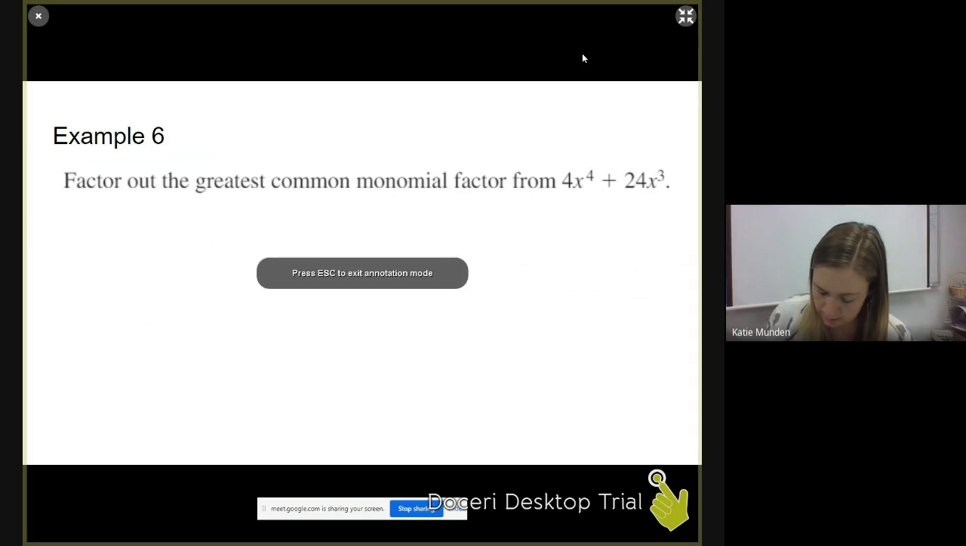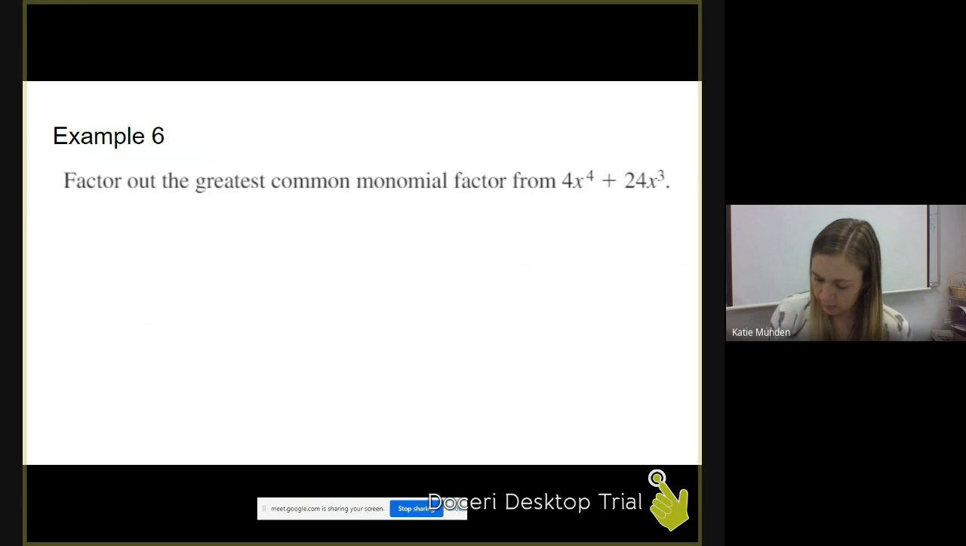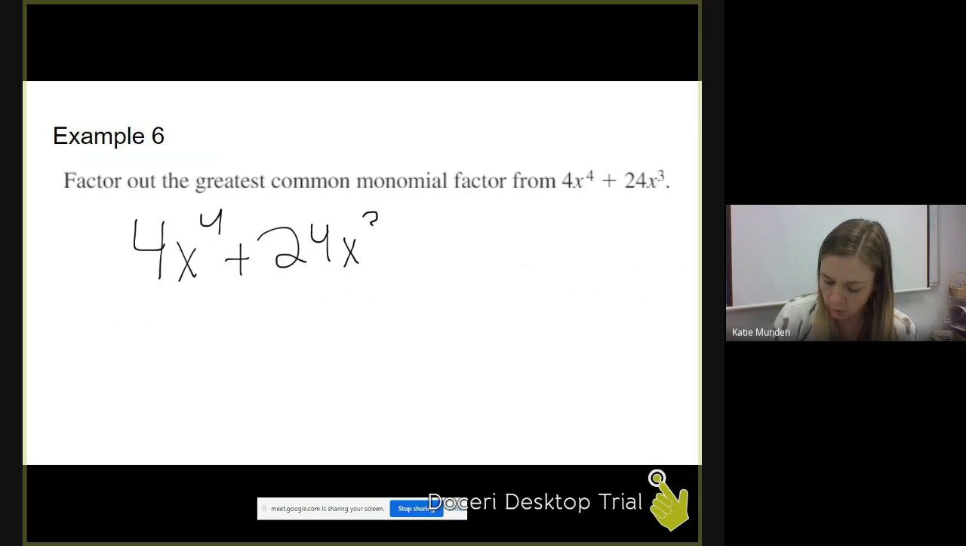So right now we're trying to factor out the greatest common factor of 4x to the fourth plus 24x to the third. I'm just going to write it a little bit bigger. Okay, so we're going to do this in two steps. The first thing we have to do is find the GCF, and we're going to focus on the coefficients first. It's a number that you can multiply into each of those, or you could think of it as what would divide evenly into those.